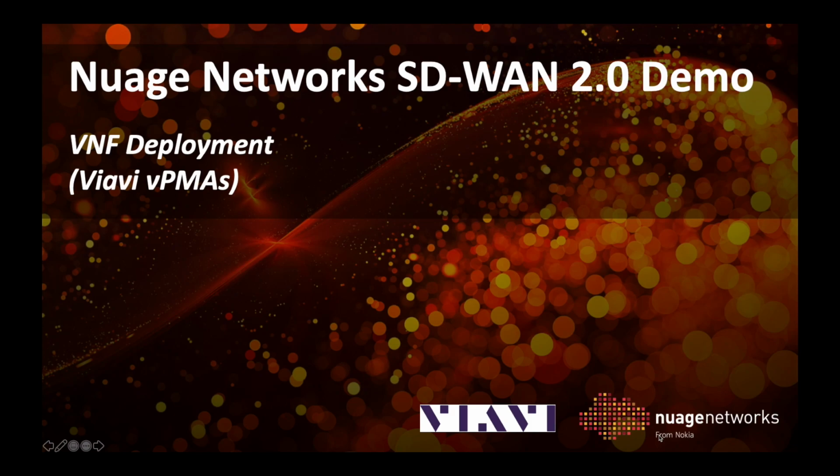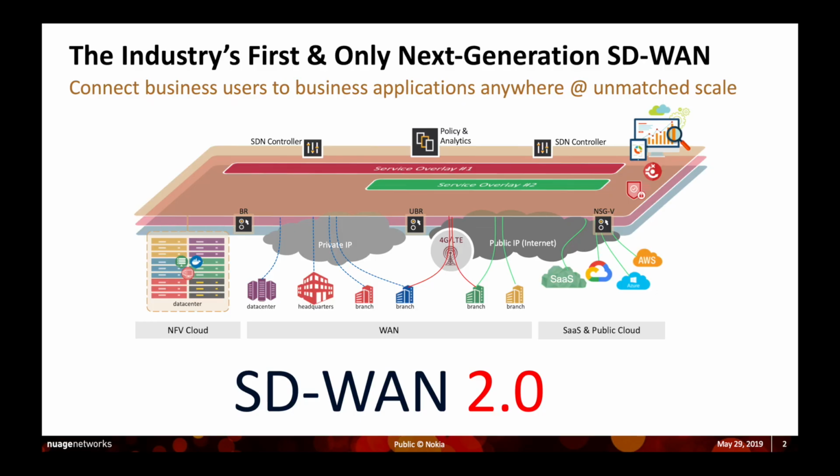In this video, we will provide you with an overview of the Nuage Networks SD-WAN 2.0 platform and its ability to host third-party VNFs such as the Viavi vPMAs, or Viavi Virtual Performance Monitoring Agents. The Nuage Networks platform is the industry's first and only next-gen SD-WAN platform, enabling the connectivity between business users to business applications anywhere at unmatched scale. It provides seamless connectivity between those users and their business application in public cloud, private cloud, or SaaS.